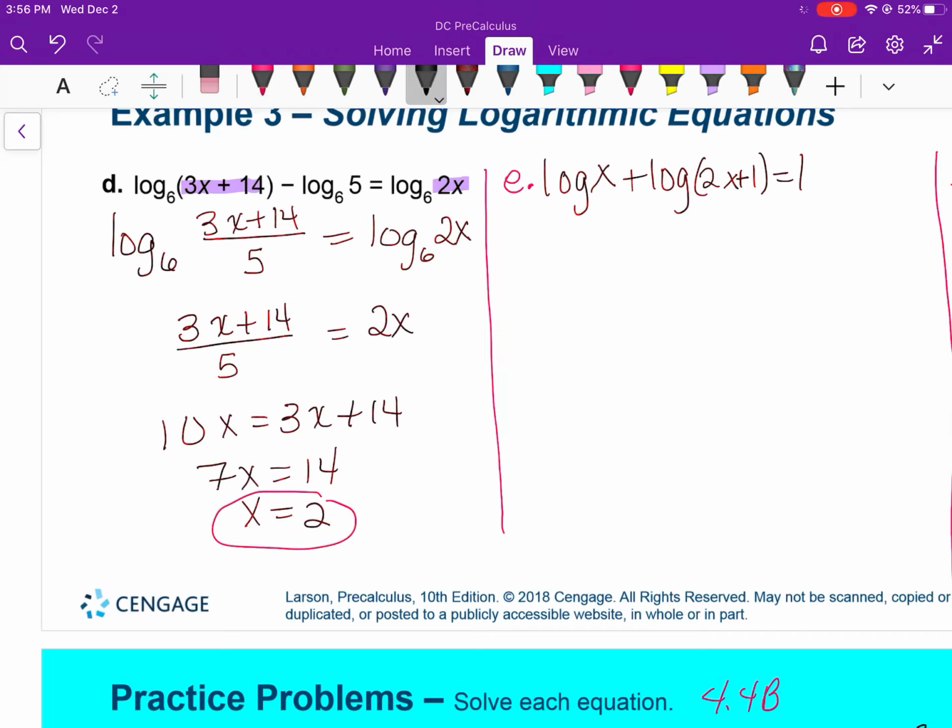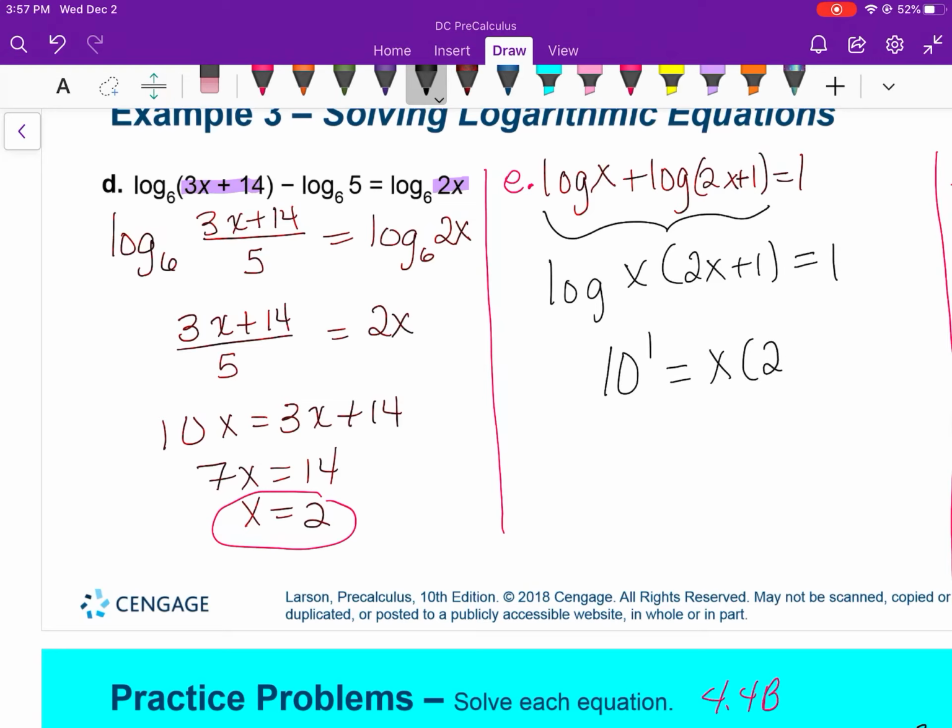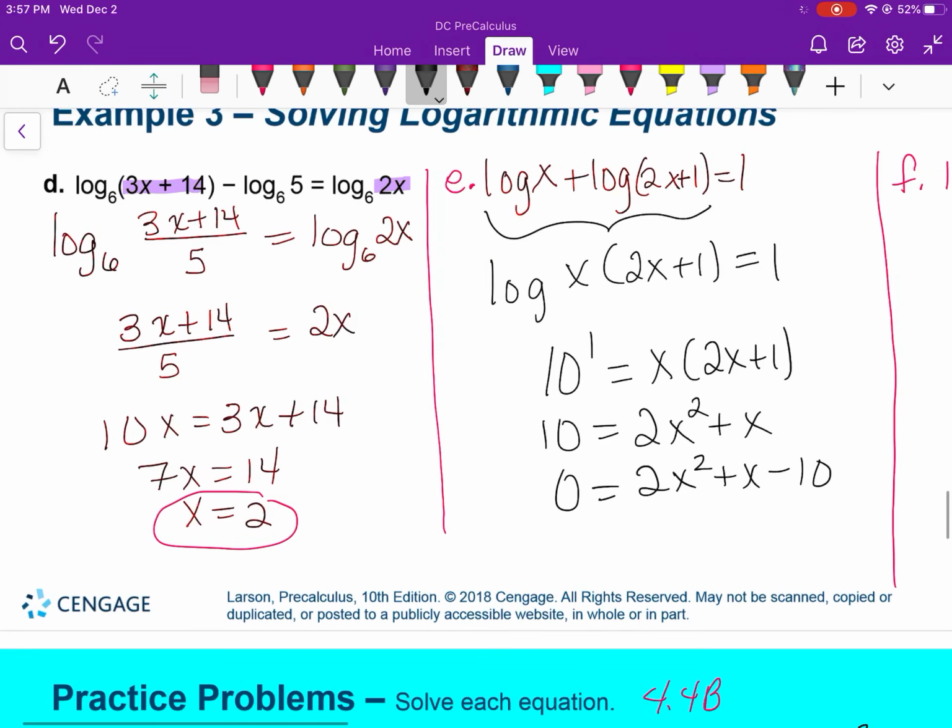Here's e. Again, I have two logs on one side, so I'm going to condense them, and this time it's multiplication because I'm originally adding. I'm going to now have to switch it to an exponential because I don't have a log on the other side. 10 as my base, 1 as my exponent. I'm distributing now. I'm going to set it equal to 0. And I'm going to factor it.